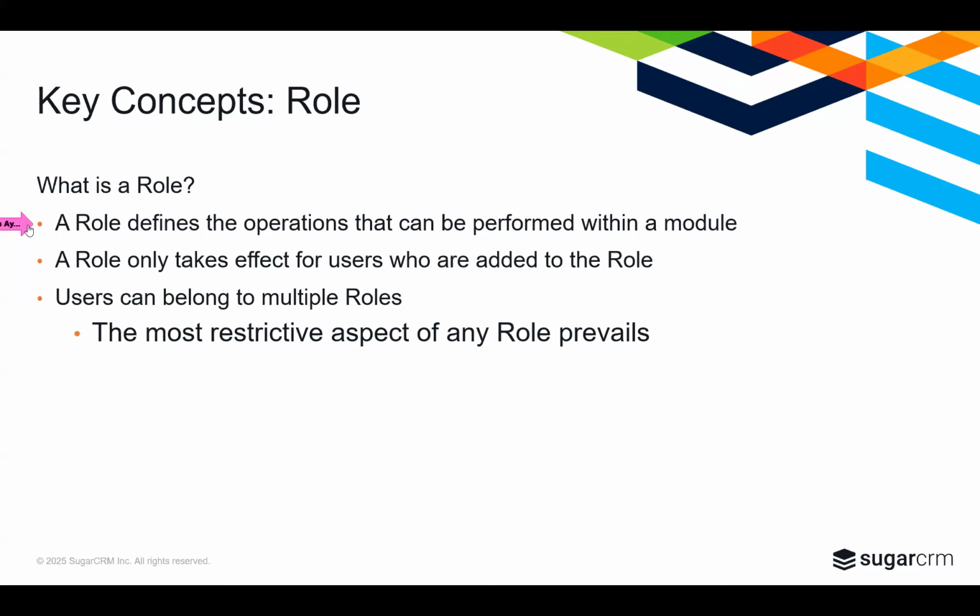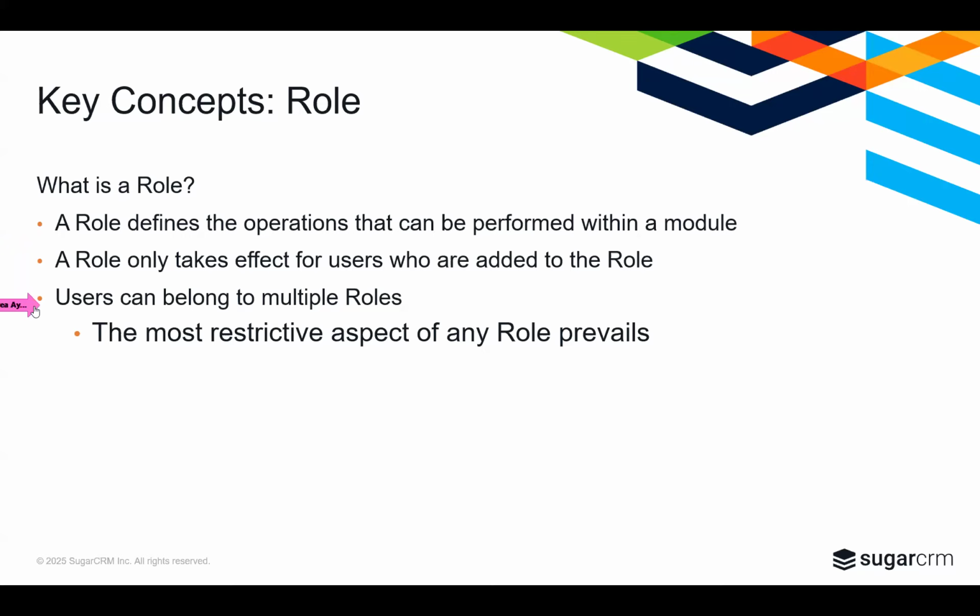They're going to be able to do these things. And the next level up, they may be able to do a little bit more or see a little bit more or change a little bit more fields than the one beneath them. And then as you go up, you may get more or less depending on how your organization is set up. One user can belong to multiple roles. Okay. The most restrictive aspect of each role is going to prevail.